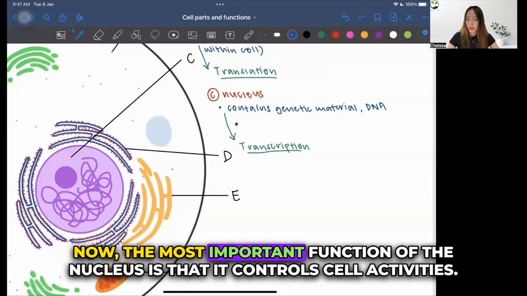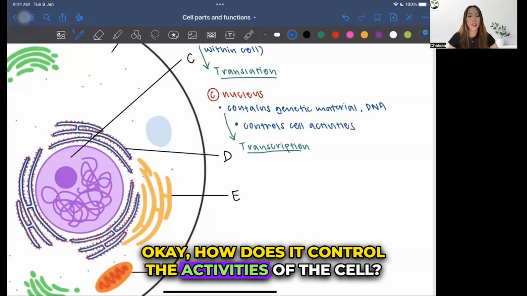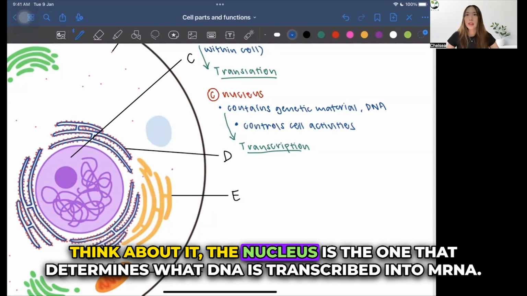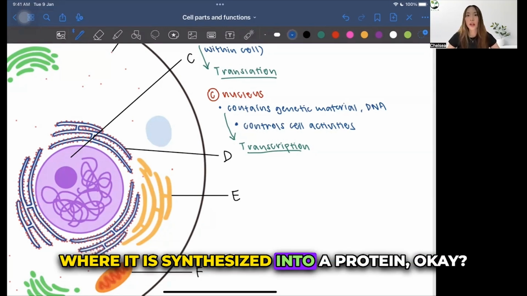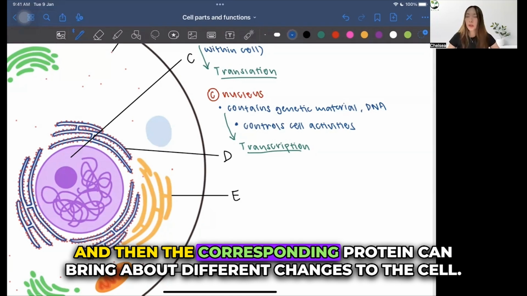Now, the most important function of the nucleus is that it controls cell activities. Okay, how does it control the activities of the cell? Think about it. The nucleus is the one that determines what DNA is transcribed into mRNA. The mRNA then moves over into the cytoplasm. It moves over to the ribosome where it is synthesized into a protein. And then the corresponding protein can bring about different changes to the cell.